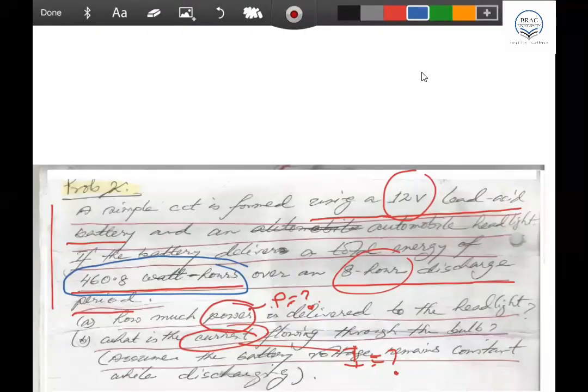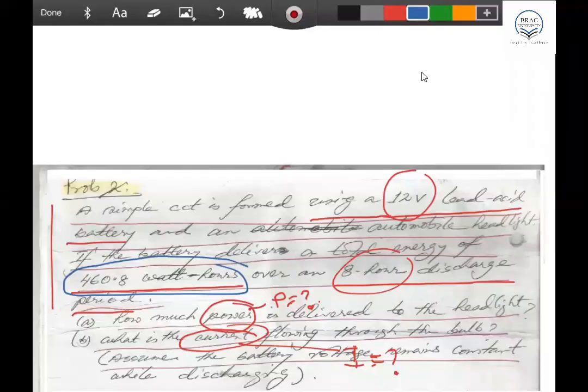Yes, sir. The problem we have to find is, sir, the given. Go ahead. What does watt hours exactly mean? Watt hour, right? That's what I'm going to tell you.